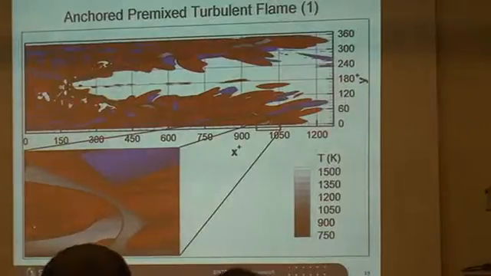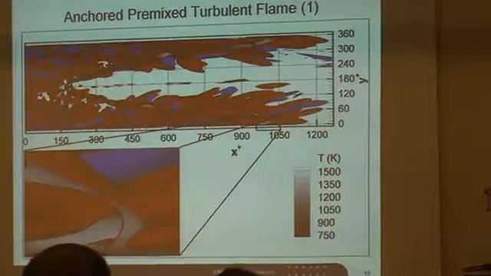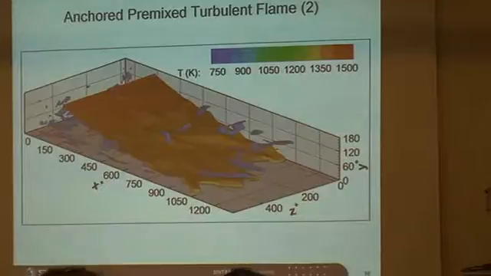Okay, then we put the flame there, and again we concentrate on what happens at the wall. So again this is the anchor and the flame, and you see that the turbulence is wiped out by the density, by the viscosity increase. Here we see yet another figure of the flame.